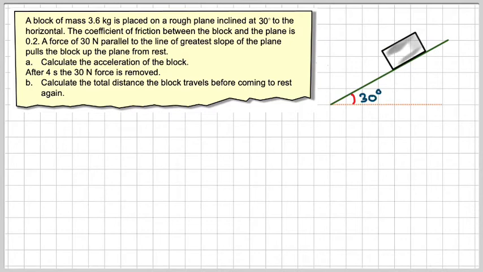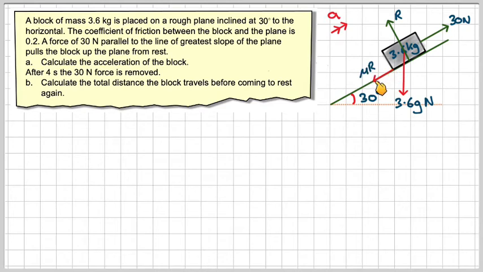Okay, essential to draw a diagram. So you put a block which is at an angle of 30 degrees. The forces acting on the block will be the 3.6g newton weight, the resistance R, and a 30 newton force pulling it up the plane. And because it's rough, there will be a friction force, mu R.